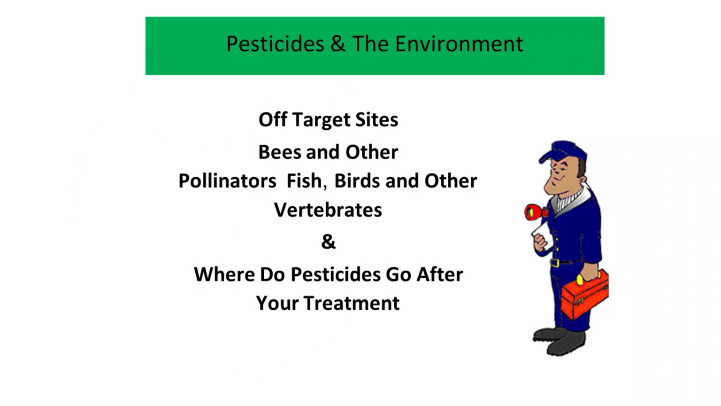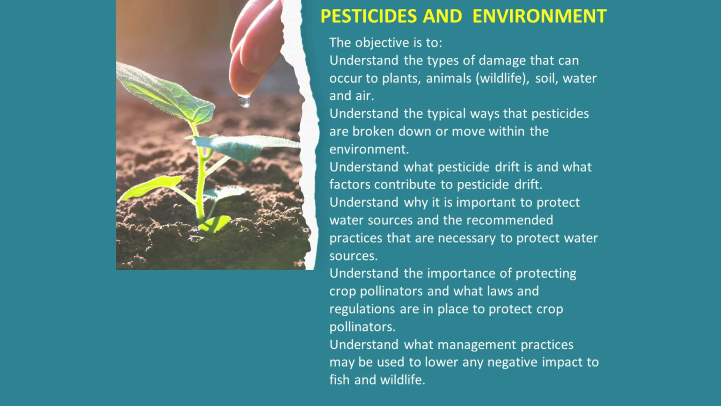Pesticides in the environment: off-target sites, bees and other pollinators, fish, birds, and other vertebrates, and where do pesticides go after your treatment? Pesticides in the environment. The objective is to understand the types of damage that can occur to plants, animals, wildlife, soil, water, and air, understand the typical ways that pesticides are broken down or move within the environment, understand what pesticide drift is and what factors contribute to pesticide drift.